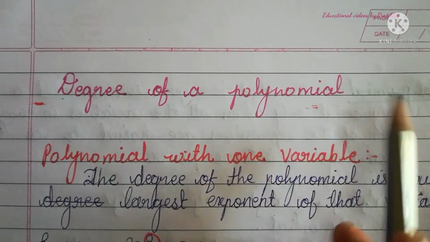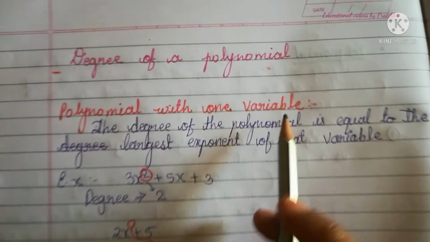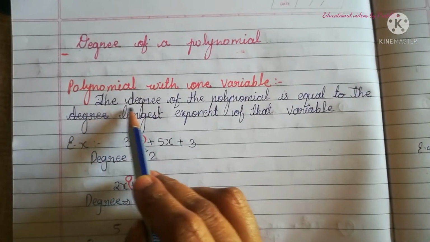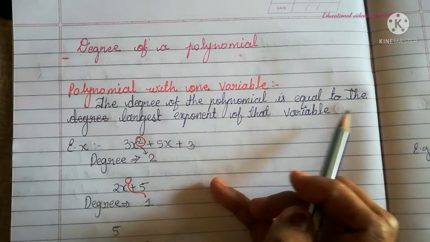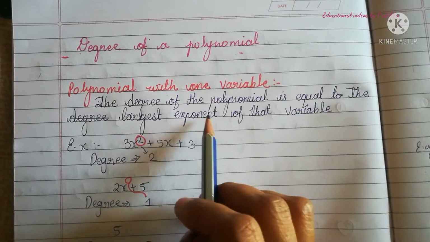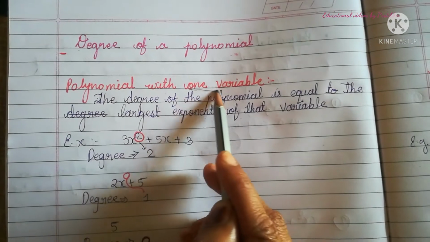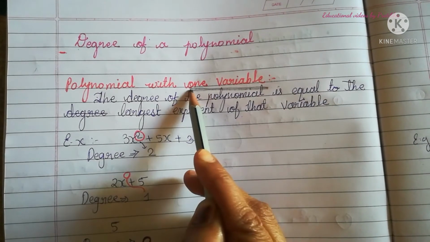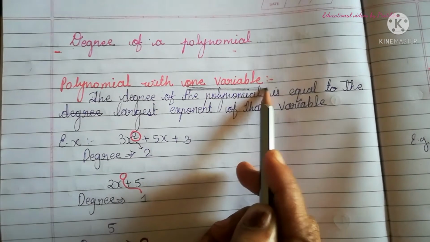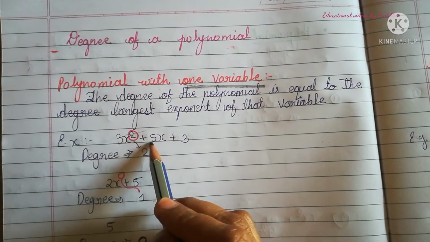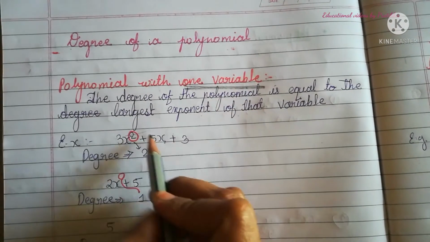So the next topic is degree of a polynomial. Polynomial with one variable. The degree of the polynomial is equal to the largest exponent of that variable. If that expression is having only one variable, then the degree of the polynomial will be the highest power of the variable. Now 3x square plus 5x plus 3.